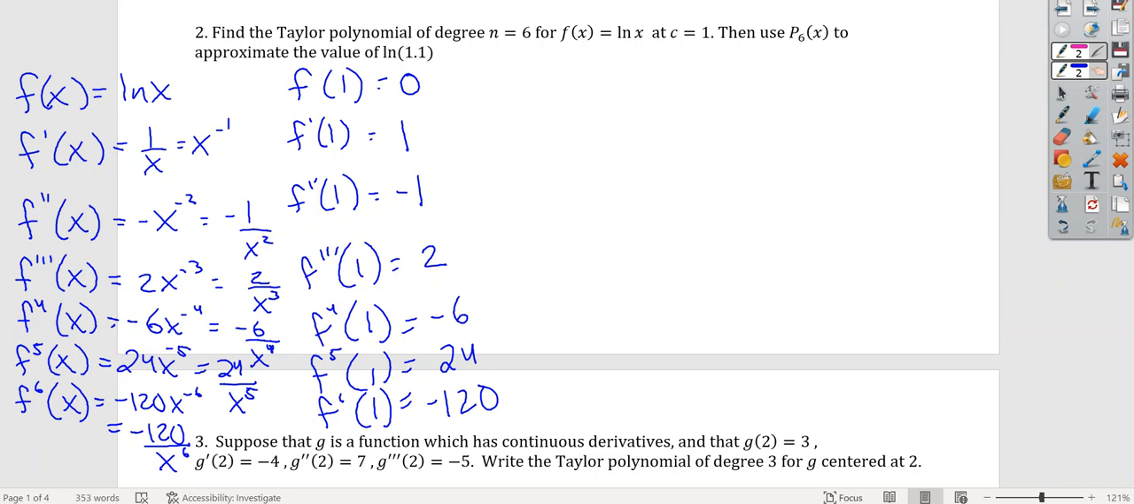Why are we just grabbing the numerators? Because when I plug in 1, 1 to the 6 is just 1, and so it's kind of irrelevant. It's not doing a whole lot.